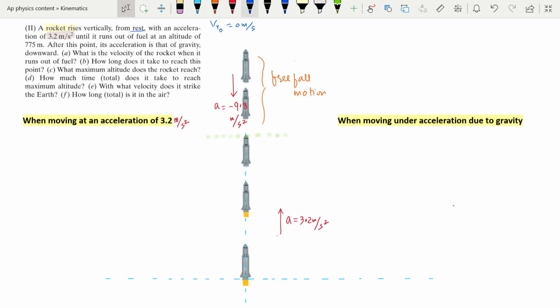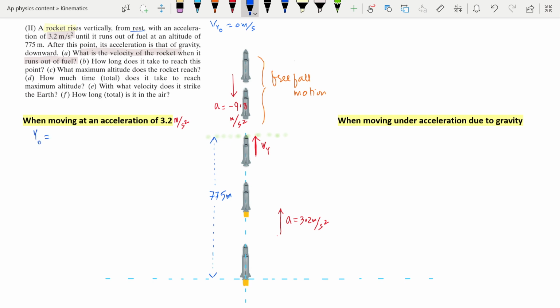So how high did it move with this acceleration 3.2? According to the question, that is 775 meter. This is the vertical position of the rocket when the fuel ran out. Okay, so our first question, dear students, is what is the velocity of the rocket when it runs out of fuel. It means that we need to find out the velocity at this point. So we will call it Vy. So let us see what data we have.